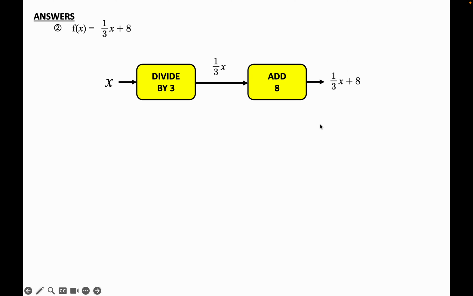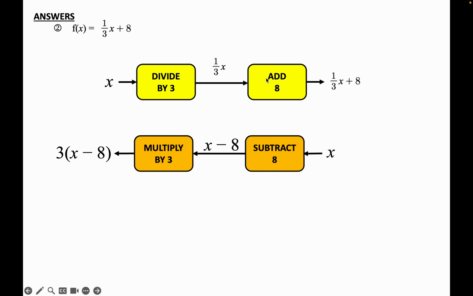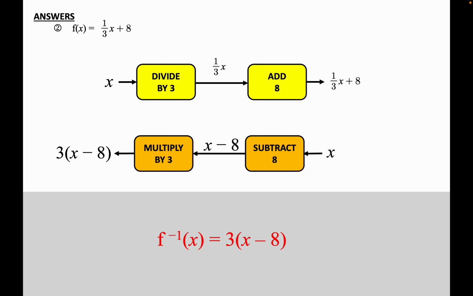So trying to do a reverse flowchart that undoes that in the other direction. To undo adding 8, you would subtract 8. To undo dividing by 3, you would multiply by 3. So if you take a number x, then subtract 8, you get x minus 8. And then if you multiply that by 3, you can write it as 3 brackets x minus 8, 3 times x minus 8. So the inverse function can be written as 3 times x minus 8. You might have written it as 3x minus 24 with that multiplied out, and that would work too.